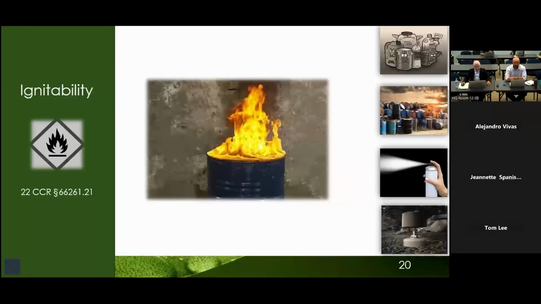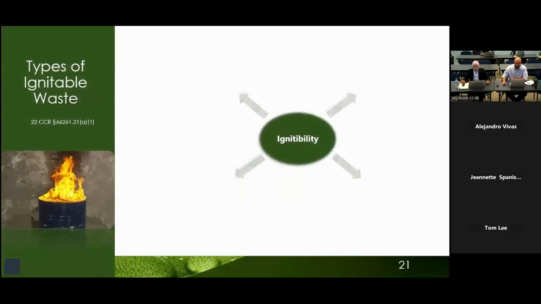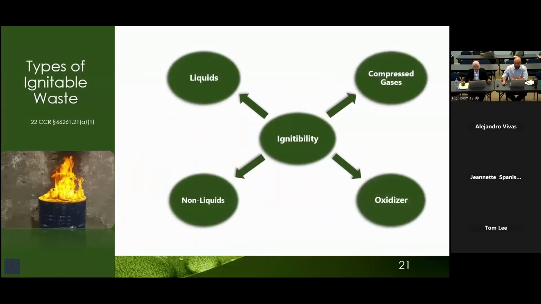As we mentioned earlier, the criteria of the ignitability characteristic are outlined in Title 22, Section 66261.21. This section is subdivided into 4 subsections based on the type of waste it applies to. These 4 types are ignitability of liquids, non-liquids, compressed gases, and oxidizers.